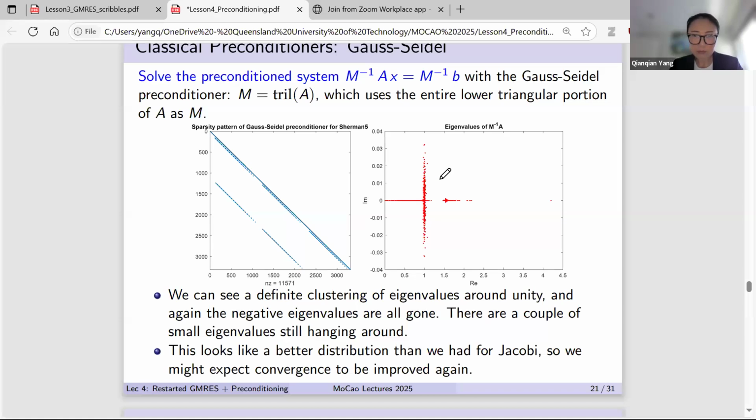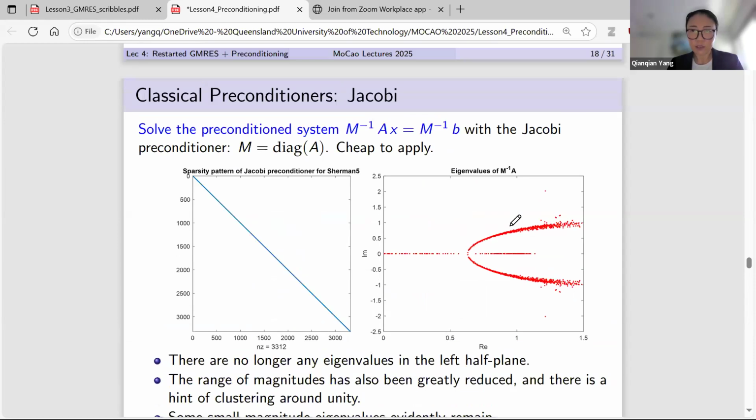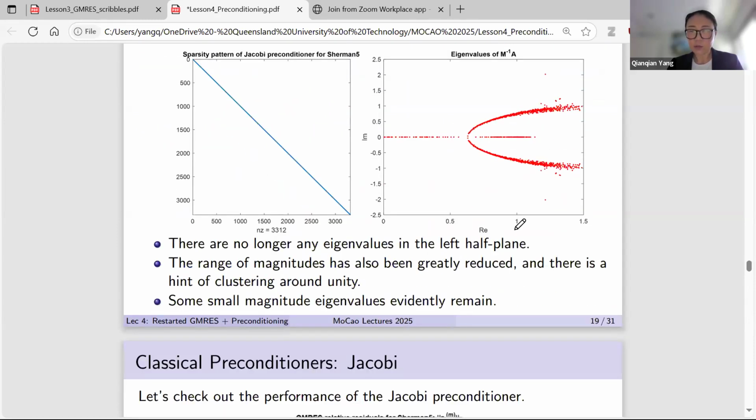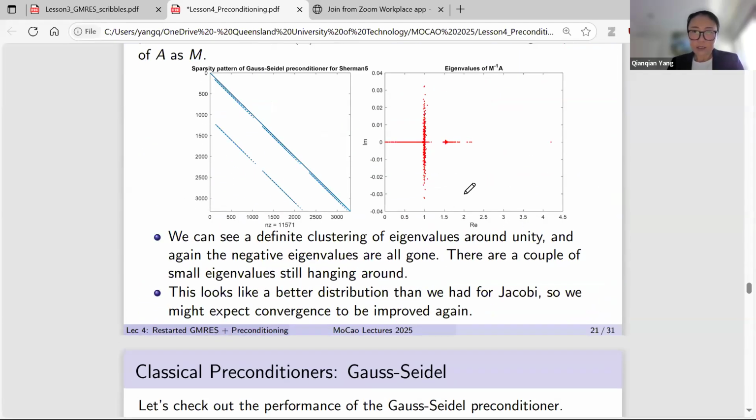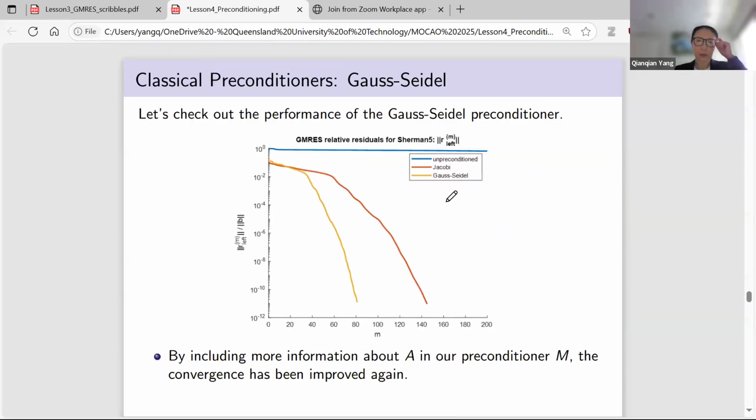And the same as for Jacobi, everything is positive, nothing on the left half plane. And yep, we can still see some small eigenvalues hanging around. So this one looks like a better distribution than the one we had for Jacobi, a little bit better. So we expect that the convergence can be improved again. Let's check it out.